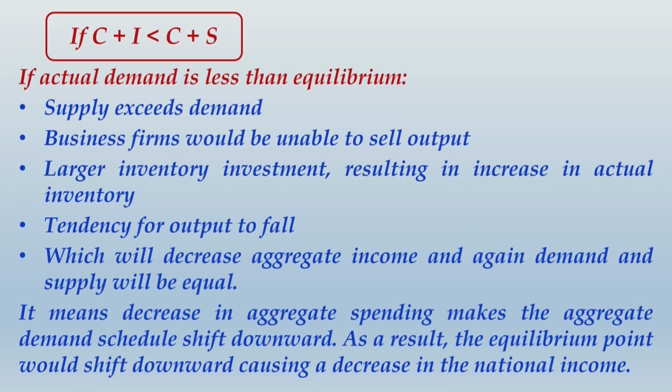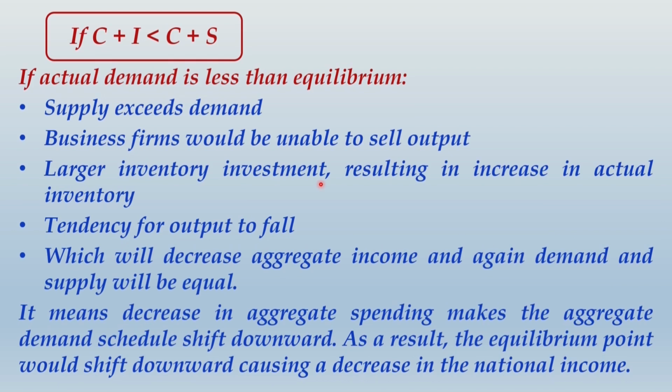Actually, it is easier to understand this part. That is why I did not explain the earlier part first. Let me explain this part first. When we find this scenario where C plus I is less than C plus S, that means the demand is less than the supply, correct? In other words, supply exceeds demand. Now just imagine that there is too much supply of goods and services in the market, but not plenty of demand. What will happen? The goods will remain unsold, right? That is why we say the business firm would be unable to sell output, and this will simply cause an increase in actual inventory, and there will be larger fund blockage in the inventory. That means there will be a pile up of inventories, with lack of demand and abundant supply.